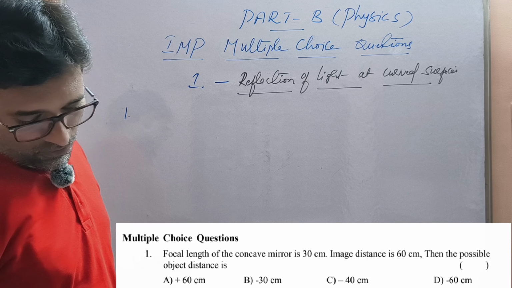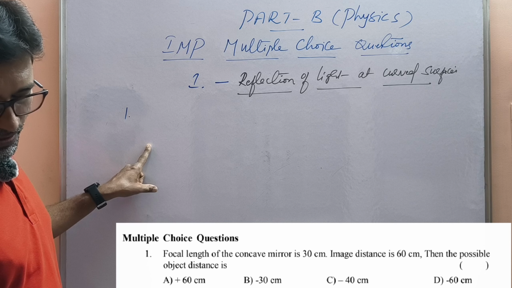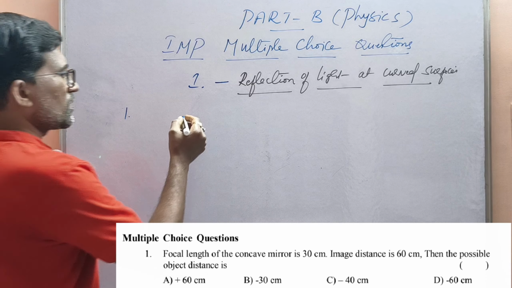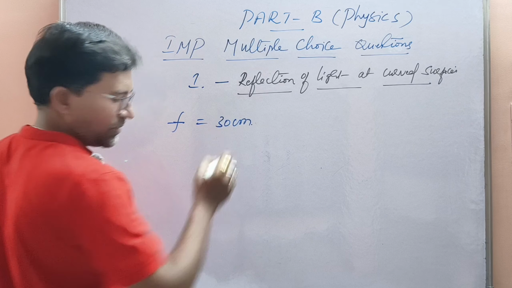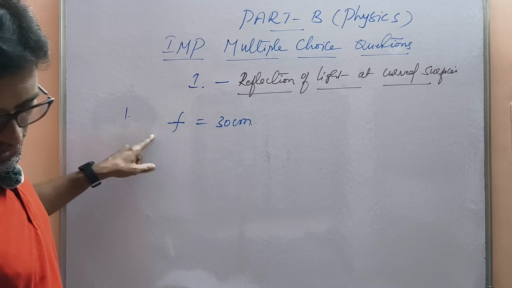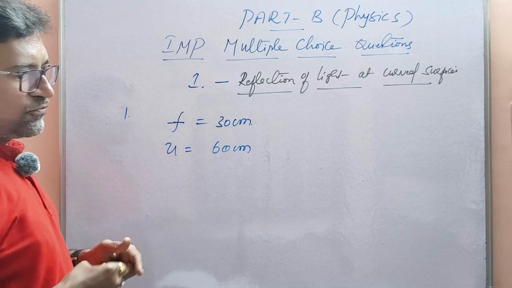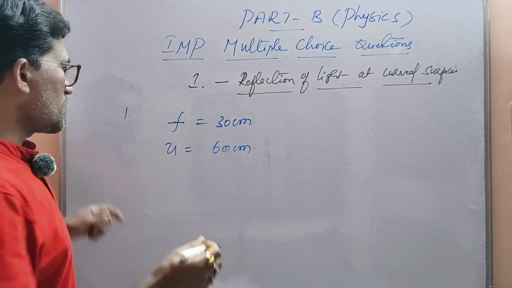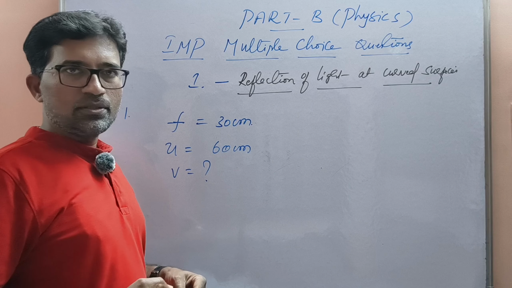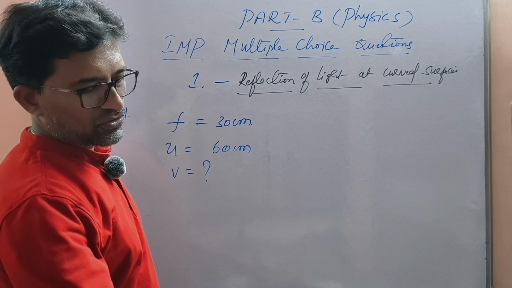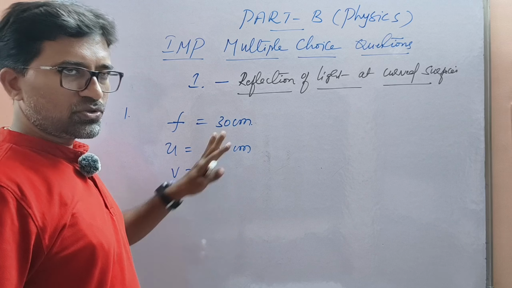The first question is, the focal length of the concave mirror is 30 centimeter, the object distance is 60 centimeter, then the image distance is? The focal length of the concave mirror given is 30 centimeter, and the object distance given is 60 centimeter. We have to find the image distance v in the multiple choice. It's a problematic question, but if you know the solution, we can answer the bit part very easily. So you should know how to solve this.